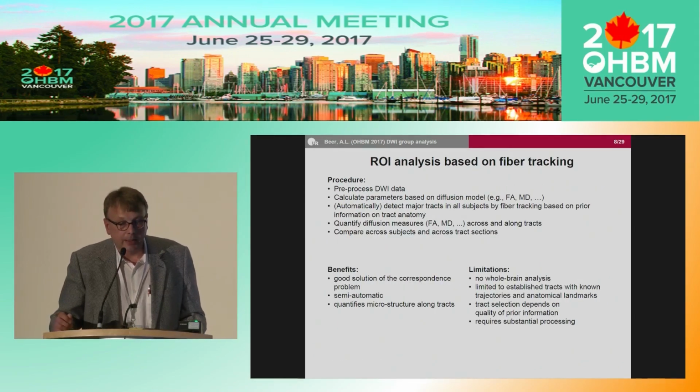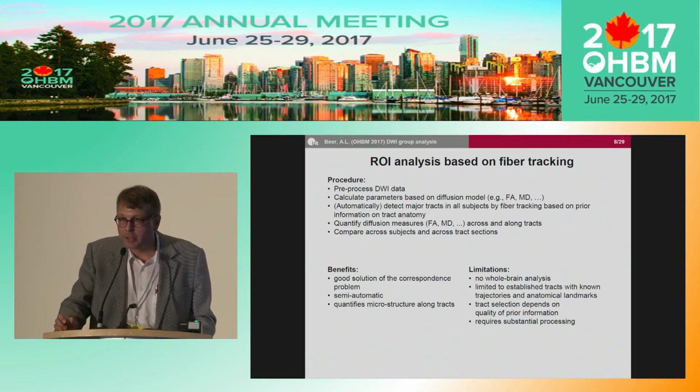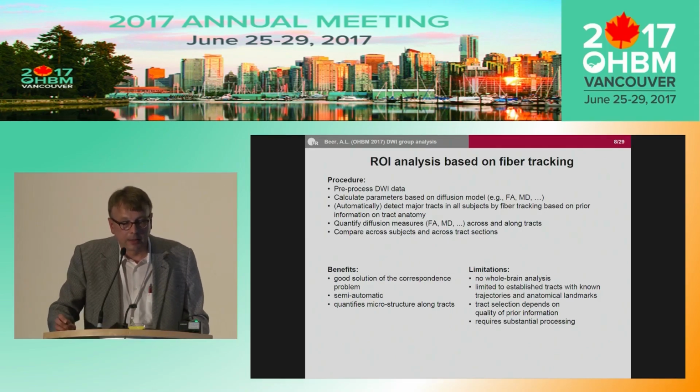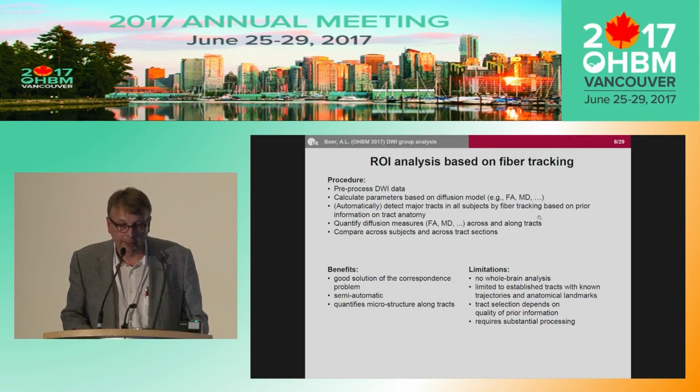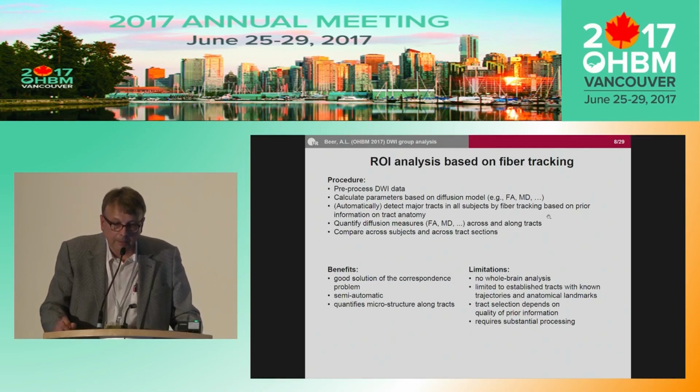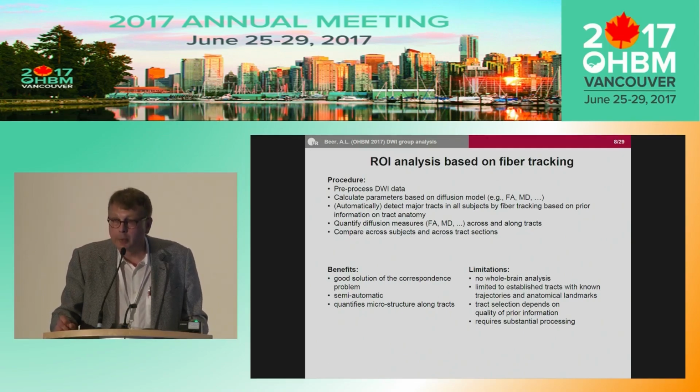Then I mentioned that you can identify these regions of interest based on fiber tracking, which is known as quantitative tracking or fiber quantification. The basic steps are the same, except that the ROIs are not defined on anatomical images, but instead based on fiber tracking. This again provides a good solution of the correspondence problem. It usually works semi-automatically, and it quantifies the microstructure along these tracks.